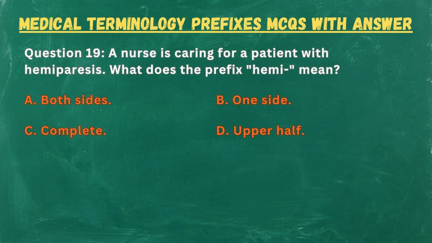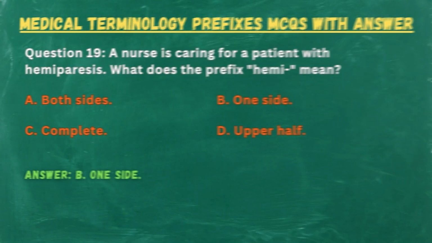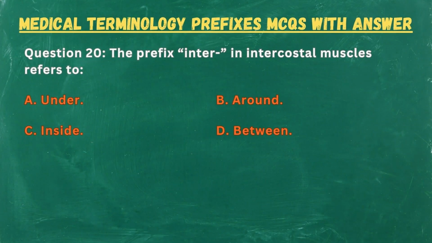Question 19. A nurse is caring for a patient with hemiparesis. What does the prefix hemi- mean? A. Both sides. B. One side. C. Complete. D. Upper half. Answer: B. One side.